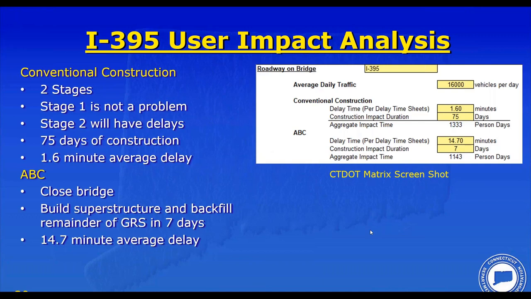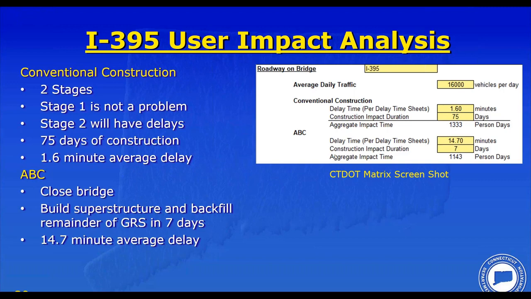So let's look at the analysis of I-395 with regard to conventional construction with 2 stages versus ABC with a full closure and a detour. So with 2 stages of construction, again, stage 1 is not a problem. Stage 2 will have delays. We're estimating 75 days of construction to close the road, tear down the old superstructure, finish building the upper half of the GRS abutment, and then install the superstructure and backfill. We estimated 75 days. There's a 1.6 minute average delay time, which we just calculated, for 75 days.